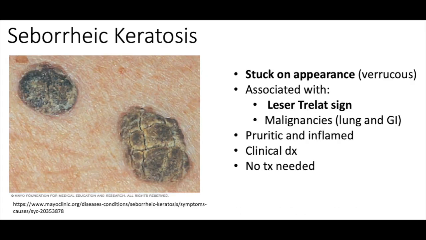Next, we'll talk about seborrheic keratosis. This is when you'll have that classic stuck-on appearance, and this condition is associated with the Leser-Trélat sign, which just means that you're going to have an acute onset of a lot of these showing up at the same time. And when that happens, that indicates internal malignancies, usually of the GI tract or the lung. And this is a clinical diagnosis and no treatment is needed.